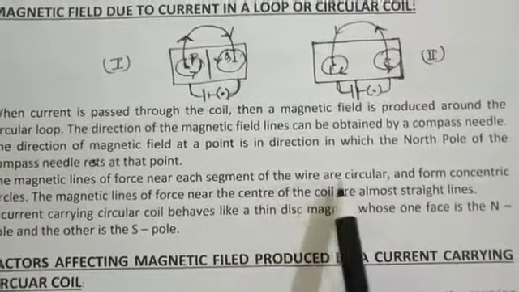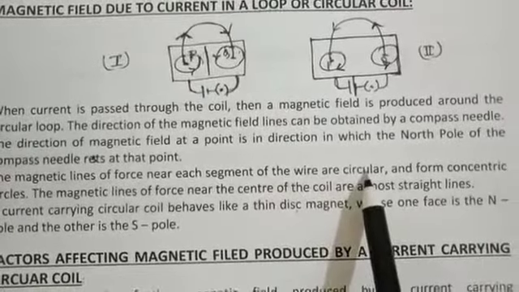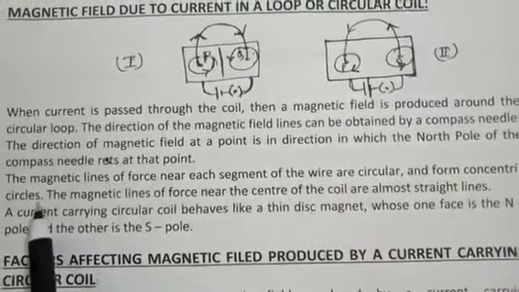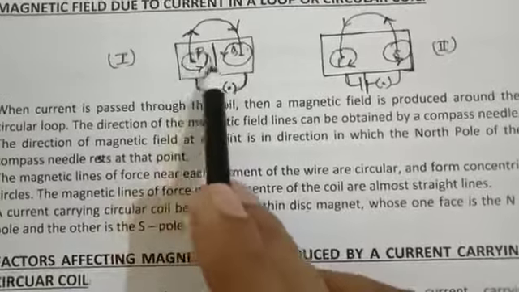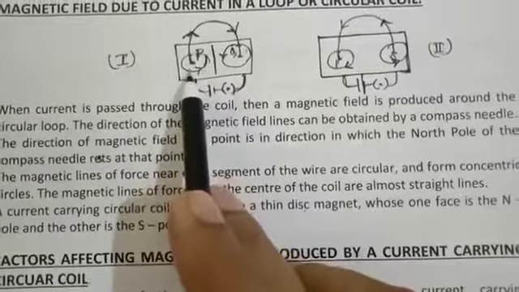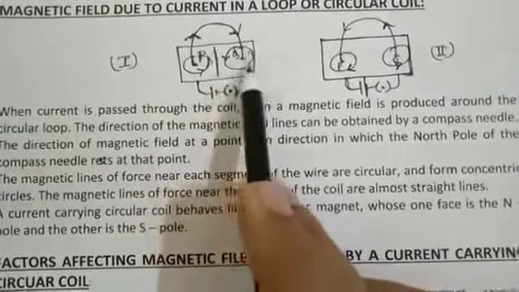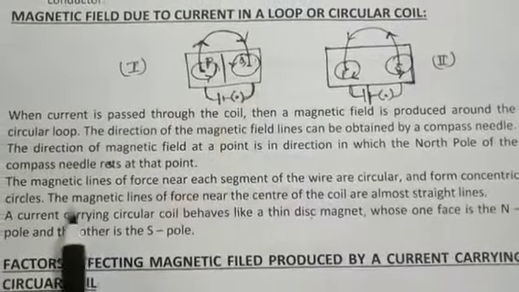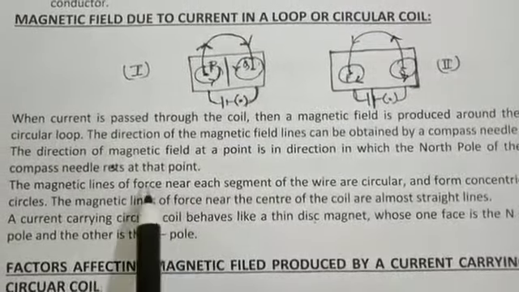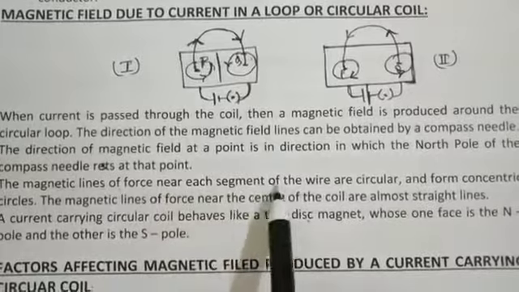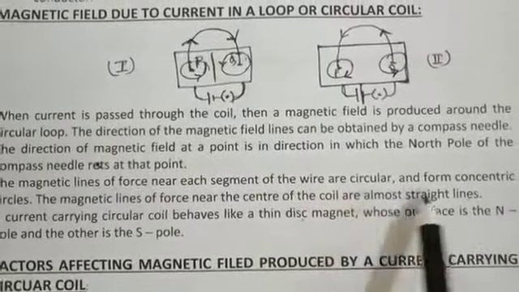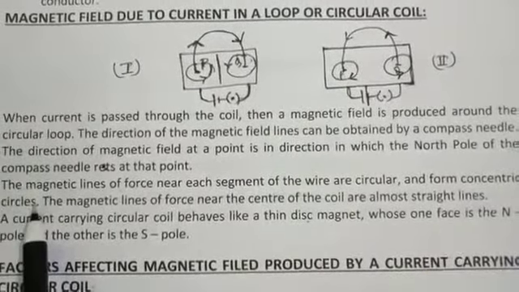The magnetic lines of force near each segment of the wire are circular and form concentric circles. As you can see, this is a concentric ring around P, this is a concentric ring around Q. This is what we are talking about.